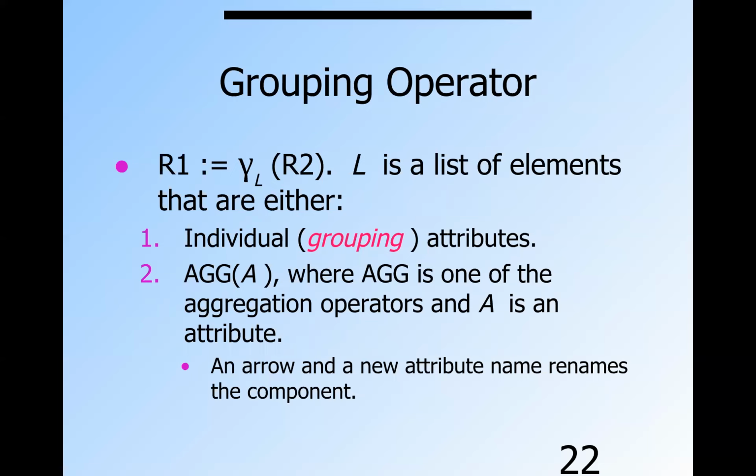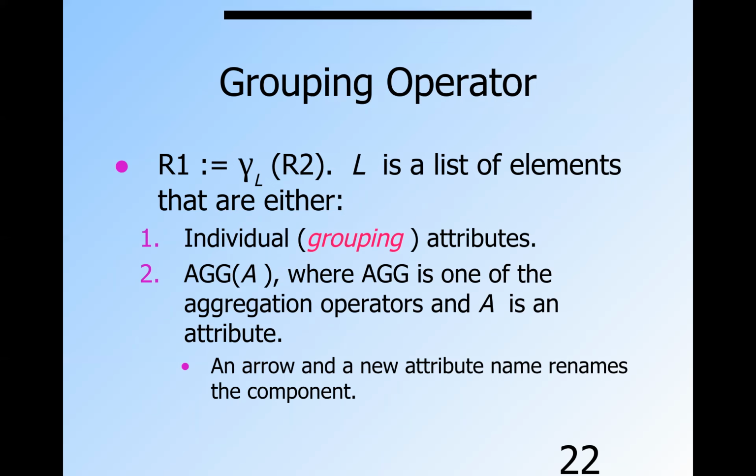So what we have here is the gamma operator. It's like the select operator. Where does the select operator come from? Well, you write it down. So we have a gamma and then we have L. We have basically two types of elements in the L list: individual, or what are called grouping attributes, and then some aggregate function, or aggregate operator as it's called, which is over an attribute. Then an arrow renames that particular component.